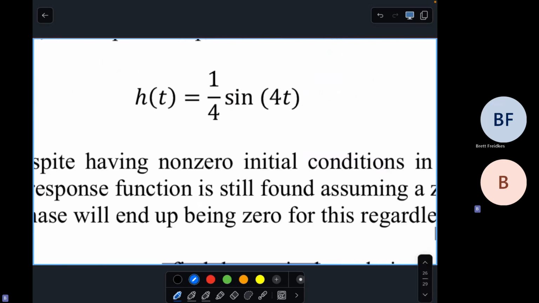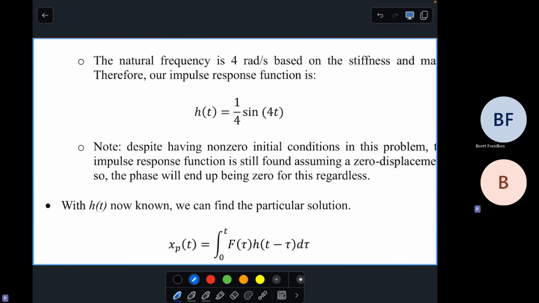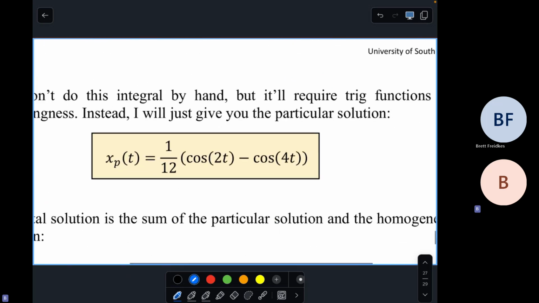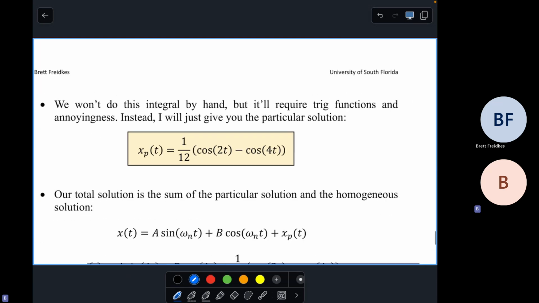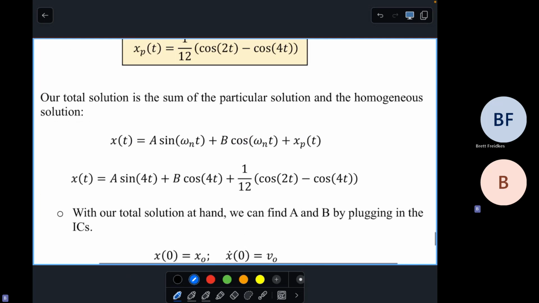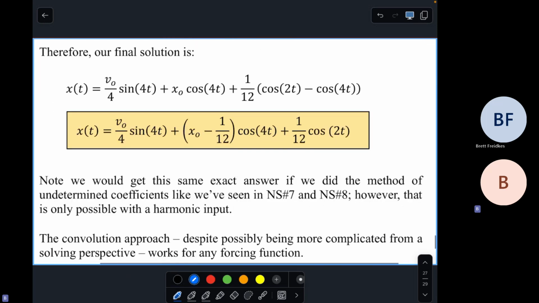So if you come back and look, that's what we get for h of t. That's one way of getting it. If you convolve, you get your particular solution by integration. And then we'll go ahead and apply our initial conditions to this total solution, which is the homogeneous plus the particular. So again, this whole thing here is the homogeneous. I could have also written a sine omega n t plus phi, but this is another way of representing it. And then you end up getting your total solution.